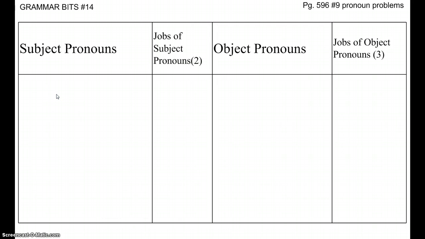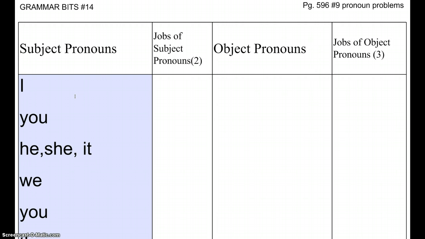So I've told you that the first 4 questions on the test are right here: to be able to list the subject pronouns. There are 8 of them. I, you, he, she, it, we, you, and they.